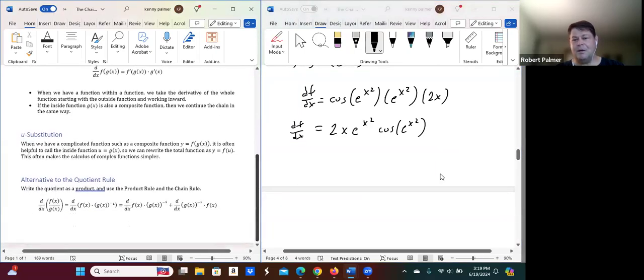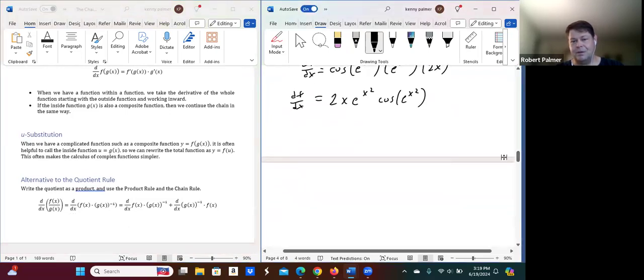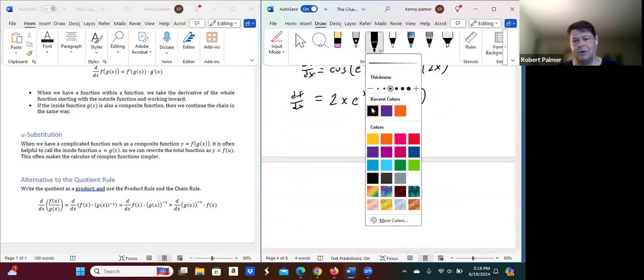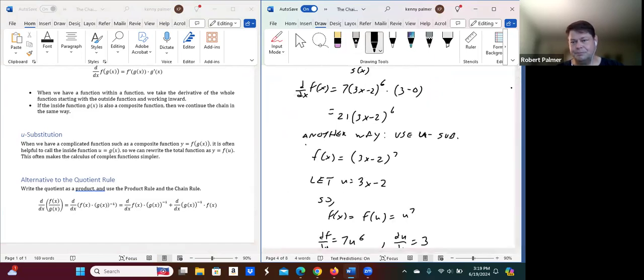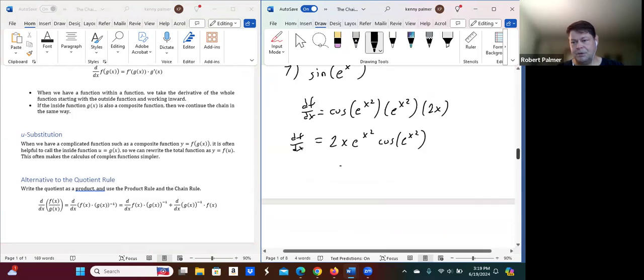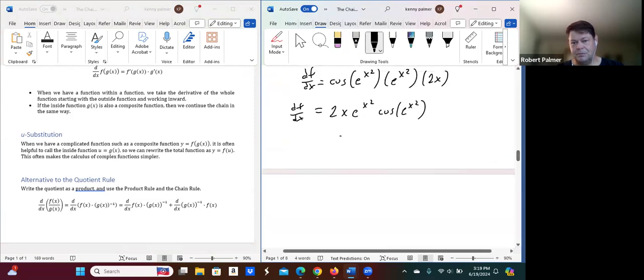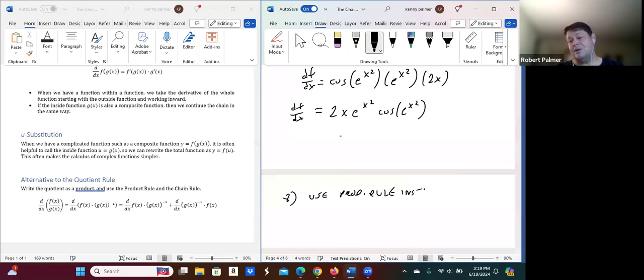I want to mention here, for number 8, all right, number 8, what we want to do is still take the derivative, but use the product rule instead of the quotient rule.